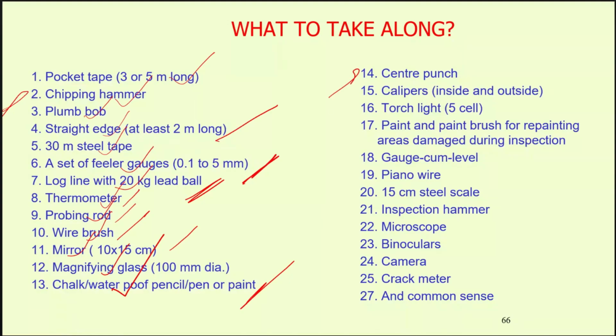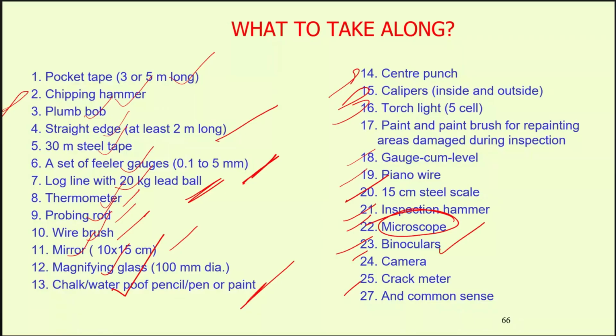Then the center punch to mark it, calipers, torchlight, paint and paintbrush for painting. Wherever you are inspecting and removing the paint, immediately apply paint so that it doesn't come in contact with the air early. Then gauge, level, piano wire, steel scale, inspecting hammer, microscope, binocular, camera, crack meter. These items can remain in the lab, not necessary to bring here, because you will take the component or the material from here and then examine it.